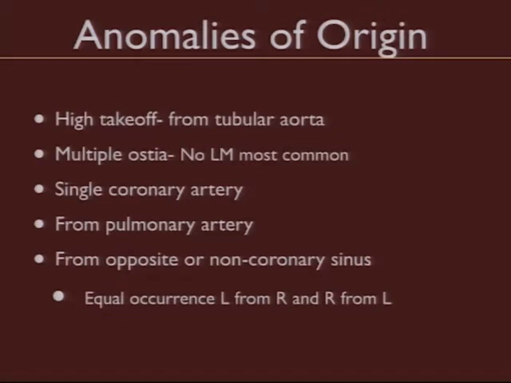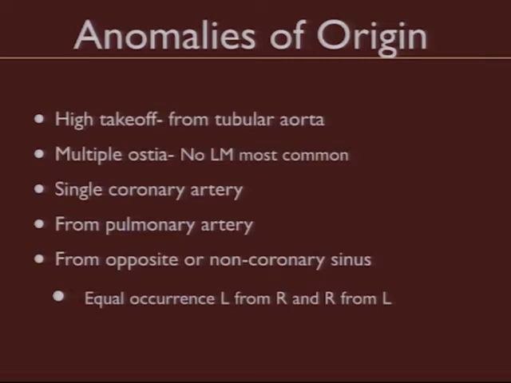So anomalies of origin: ones that arise from the tubular portion of the aorta, again, not a hemodynamically significant one, as we'll see later, but can be considered an anomaly. Multiple ostia, as we already saw, one without a left main, so that the LAD and the circumflex arise directly from the aorta. Ones that have just a single ostium, so both the right and the left coronary arterial system arise from one ostium from the aorta. Ones that connect to the pulmonary artery, and then also ones that come off the wrong sinus.